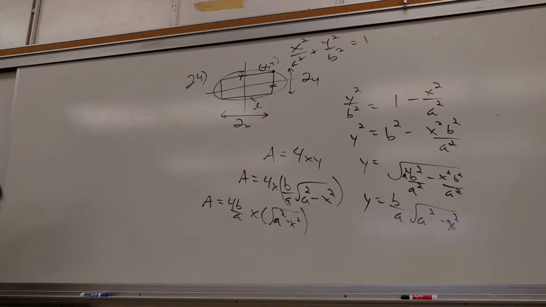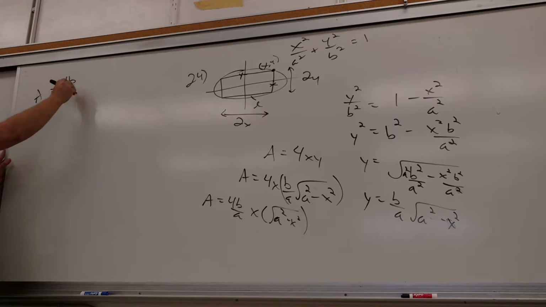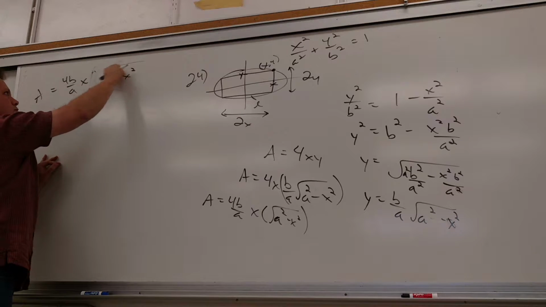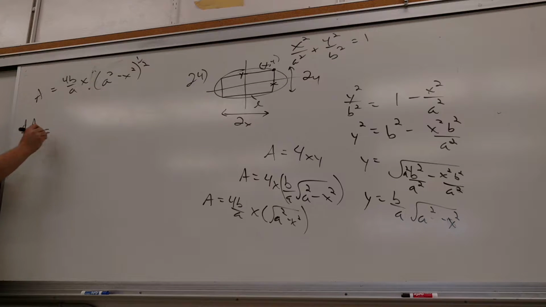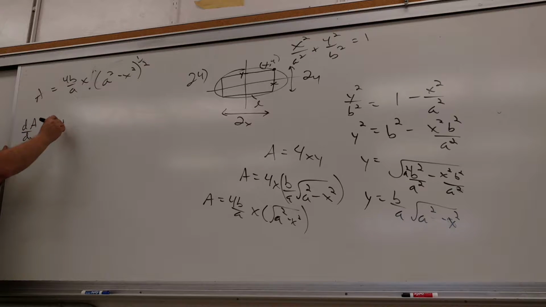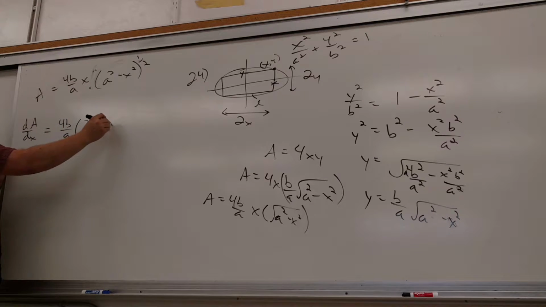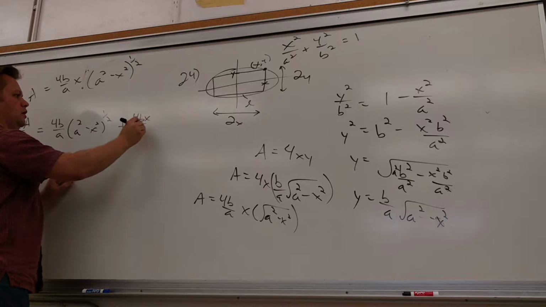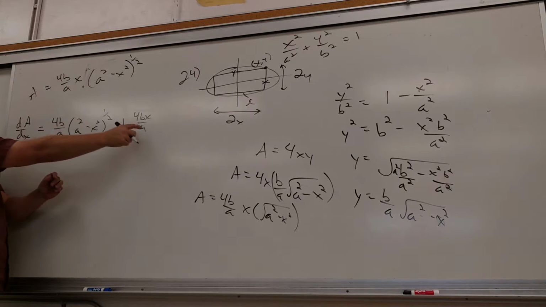So to do this, like John said, it's product rule. But I mean, I don't know. Do we want to? Do we need to? Let me write this like this. So what's dA dx? So 4b over a squared minus x squared. 4b over a, derivative of that, times this. I like it. That's the first part of product rule, plus 4bx over a, right? Product rule, derivative of that, leave everything else alone. Now leave this alone, derivative of that.